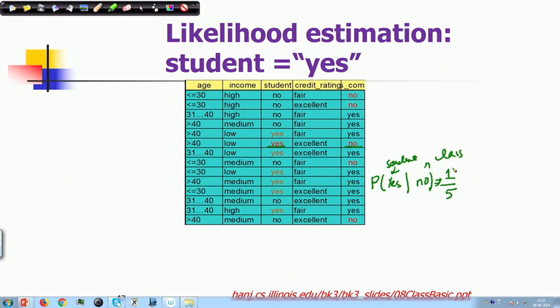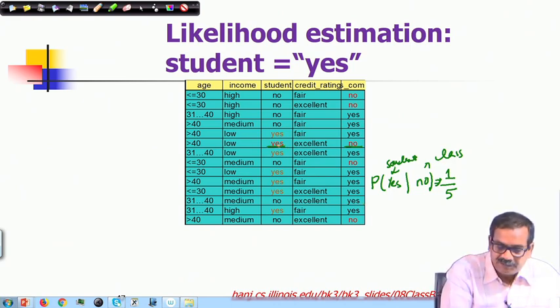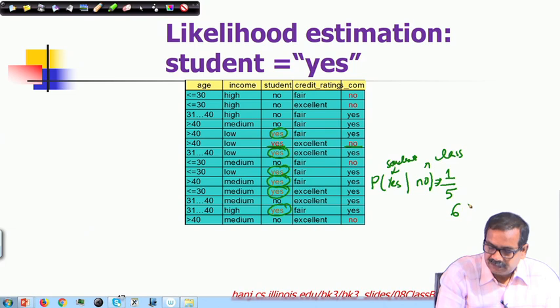So this is 1 by 5, and for the other case we will show how many times student has occurred. That means, among persons who have bought a computer, how many of them are students. There are 9 persons who have bought computers in this data. Out of them, this is one, this is another, this is another, this is another, quite a few. So it is 6 by 9.